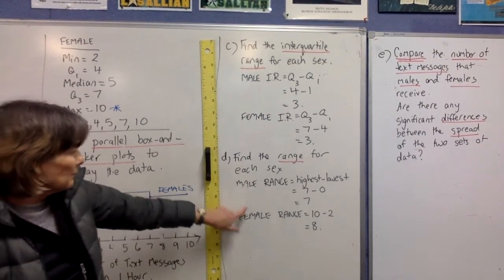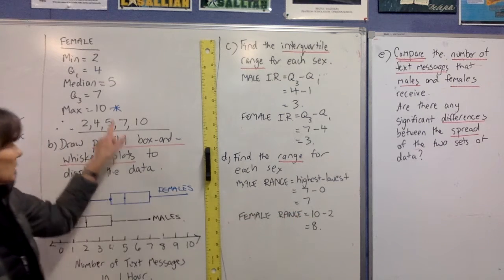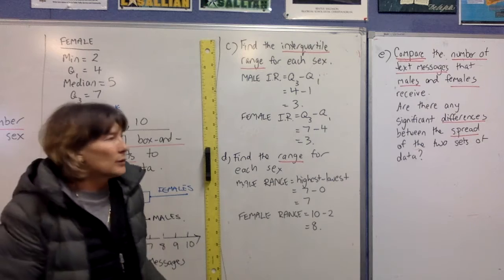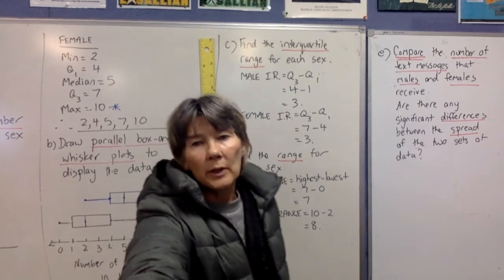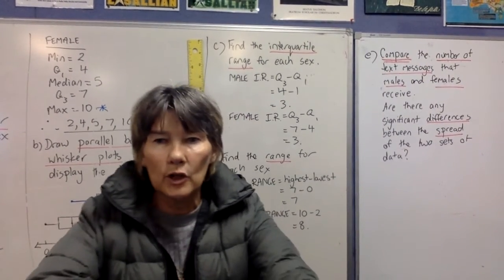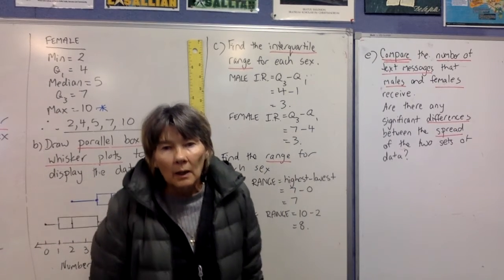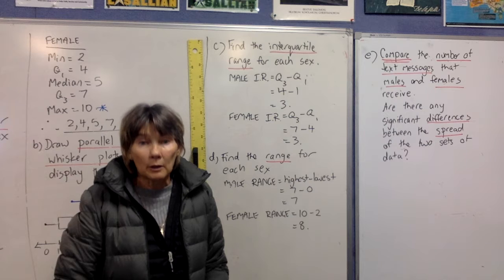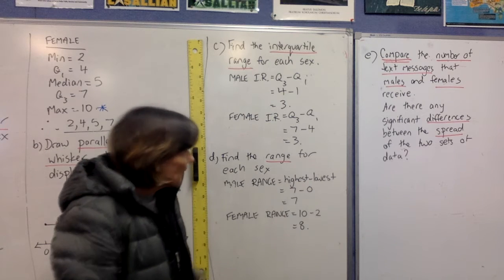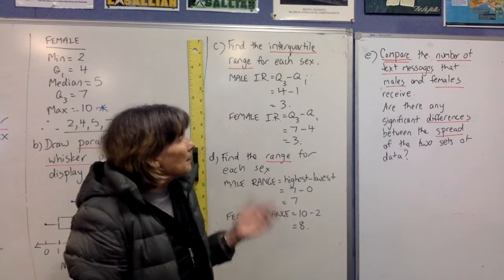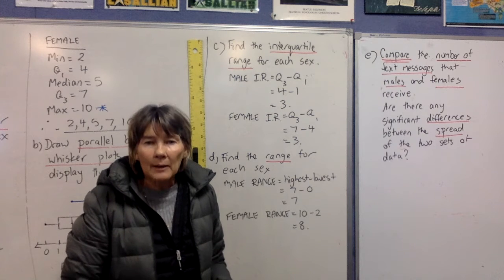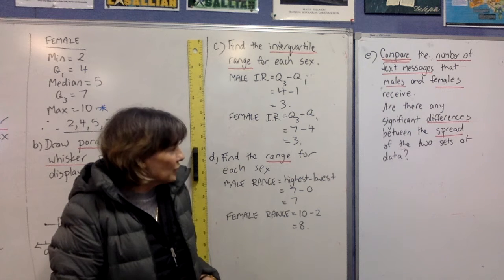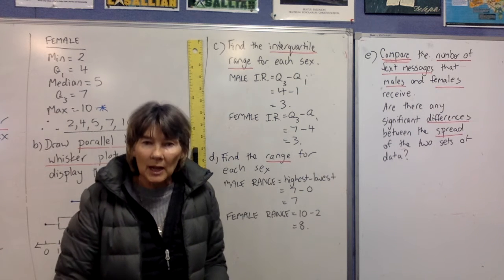we're doing for the range the highest minus the lowest. So we've got 10 minus 2, that gives us a range of 8. Now the whole point of doing these sorts of things, if you ever get a job in statistics, no point just collecting a whole bunch of statistics. They're going to want you to make conclusions from those statistics, and that's what this is doing. So it says compare the number of text messages that males and females receive. Are there any significant differences between the spread of the two sets of data?